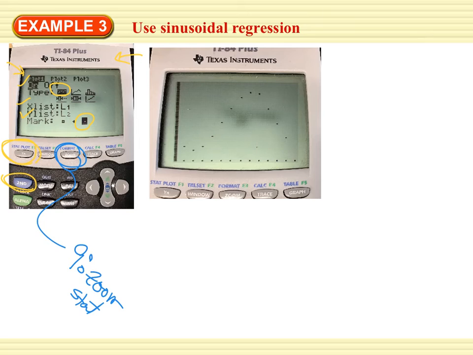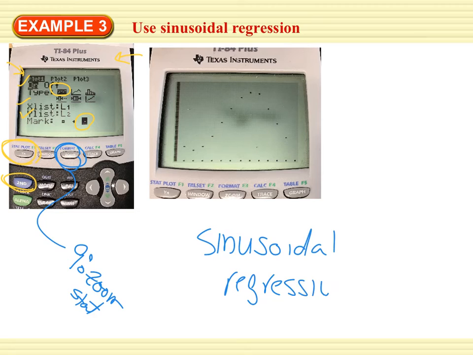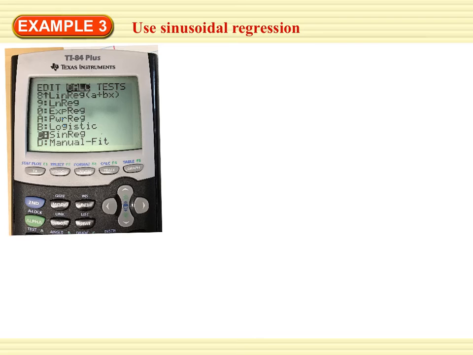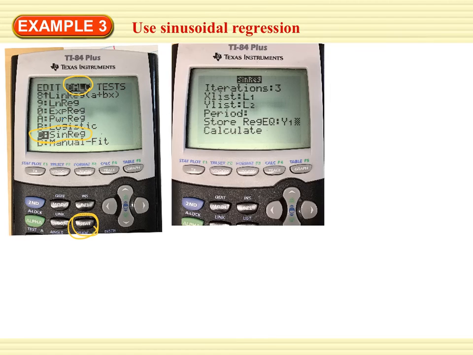Now we're going to do a sinusoidal regression, using all the data we have. Let me show you how to do that. So what I selected here is I hit the stat button again, and I went over here and highlighted calc. And here is the sinusoidal regression. So select that, hit enter.